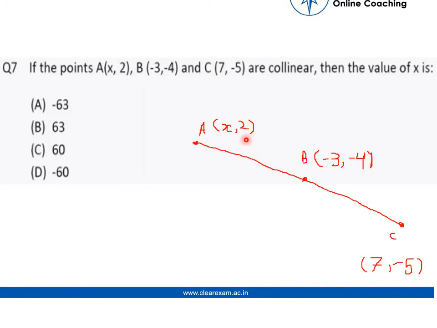So if point A, point B, and point C are collinear, which means if they lie in the same line, then the area of the triangle formed by these 3 points A, B, and C would be equal to 0. And we have only a single unknown variable x. So by using the area of triangle equation, we can find the value of x. So let's see the solution.